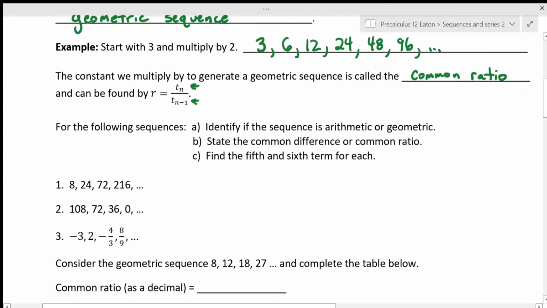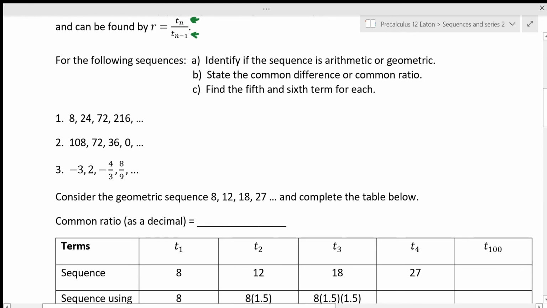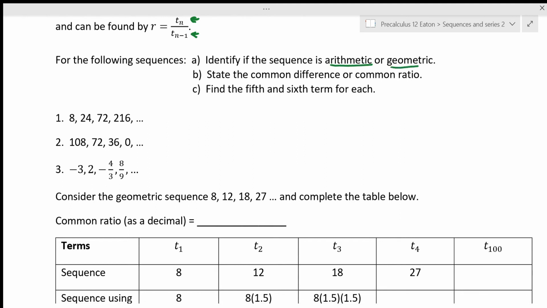So now that we have multiple types of sequences we're looking at, arithmetic and geometric, we do need to be able to tell the 2 apart. So for these 3 sequences down here, we're going to identify if it's arithmetic or geometric to start off with. Sometimes it can be a little bit tricky to tell the difference, but generally what you want to know is if you're adding the same number over and over again, or if you're multiplying by the same number over and over again. So let's see.